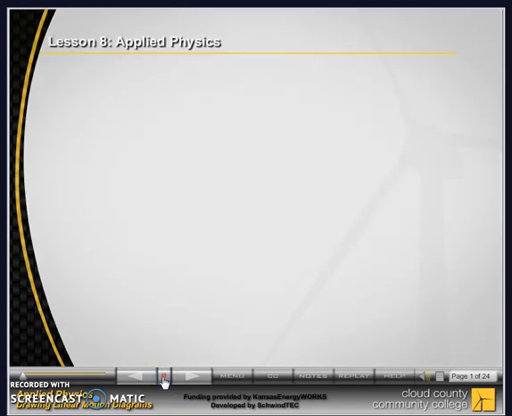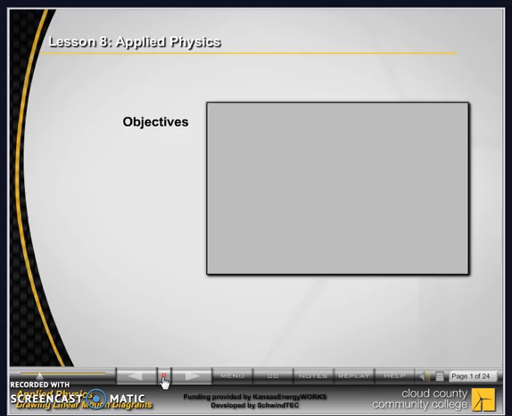Welcome to Lesson 8 of Applied Physics. This lesson covers drawing linear motion diagrams. In this lesson, you will cover the following objectives.